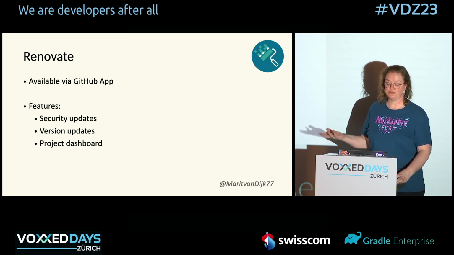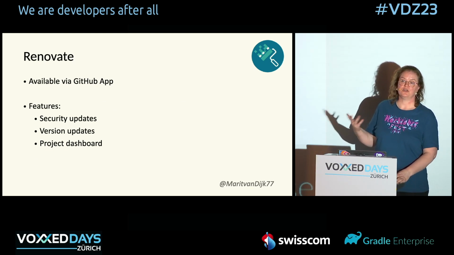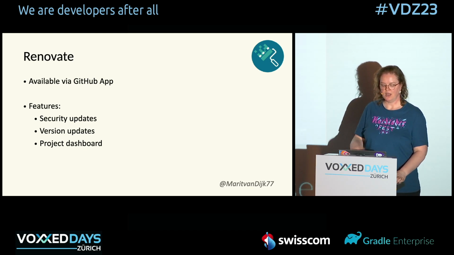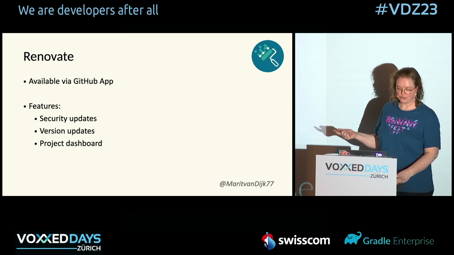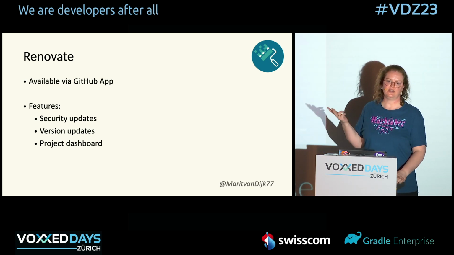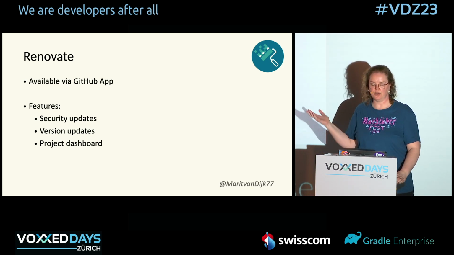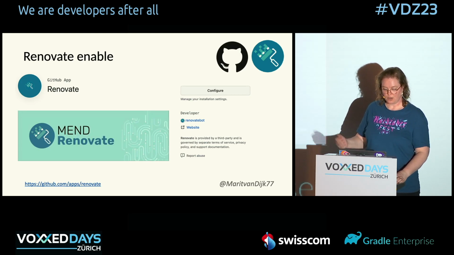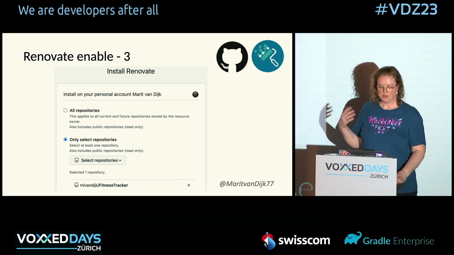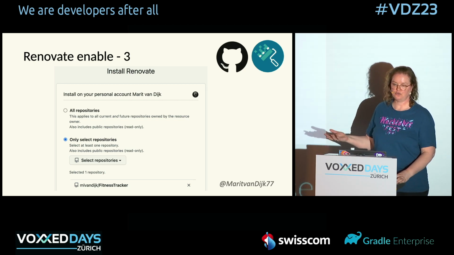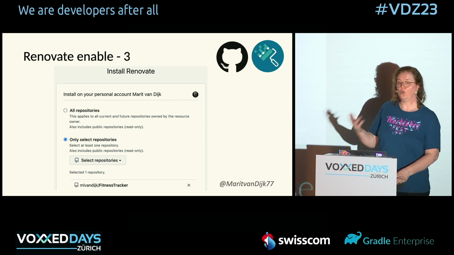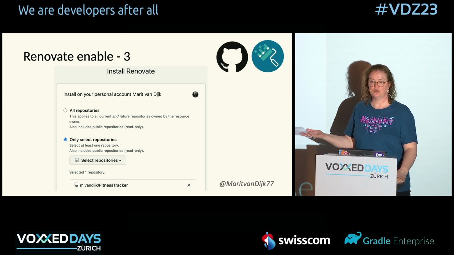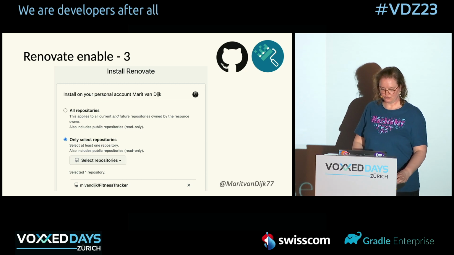The next option is Renovate. This is available on GitHub via an app, but there are other ways to run it if you're on a different platform. It offers, again, security updates and version updates and a limited project dashboard that will list all of the updates that you need for your project. So to enable this on your GitHub profile, you can go to the app, where it will give you the option to apply it to all repositories, or if you just want to try it out, if you haven't used anything like this, to a single selected repository.